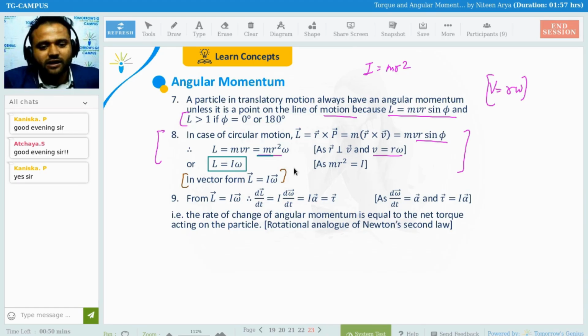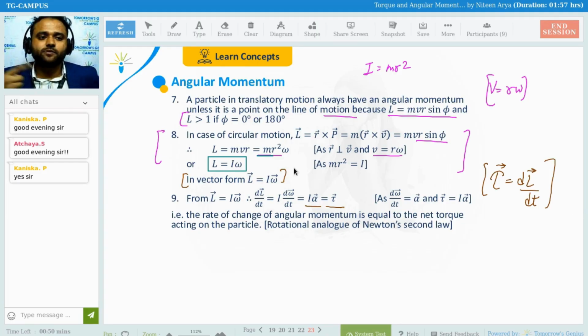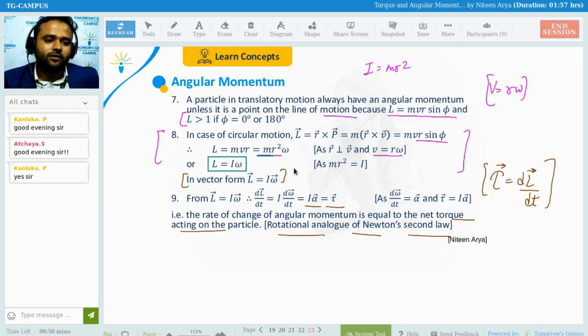And from this you can even see that, as we have omega, dL by dt is I d omega by dt, and we know I alpha is tau. So again, tau is dL by dt. We can prove it in another sense. I gave the proof in the previous pages using R cross P, keeping R constant, but we can use this relation as well. The rate of change of angular momentum is equal to the net torque acting on the particle. That is the rotational analog of Newton's second law.